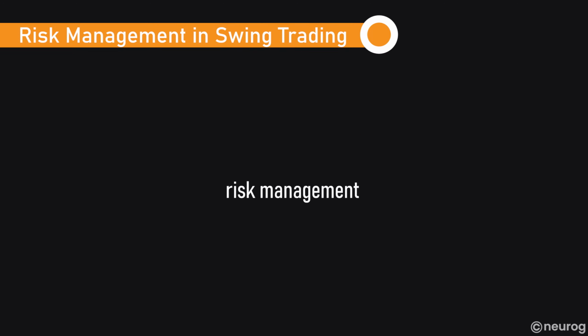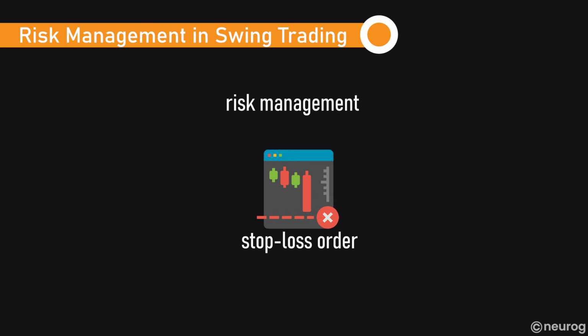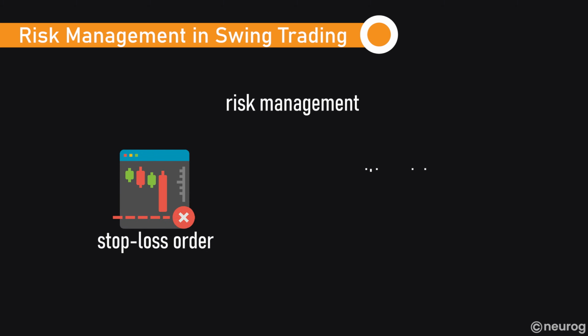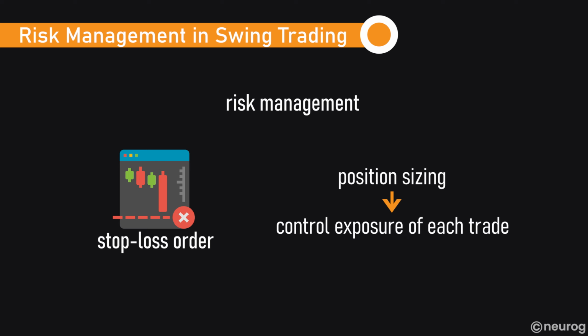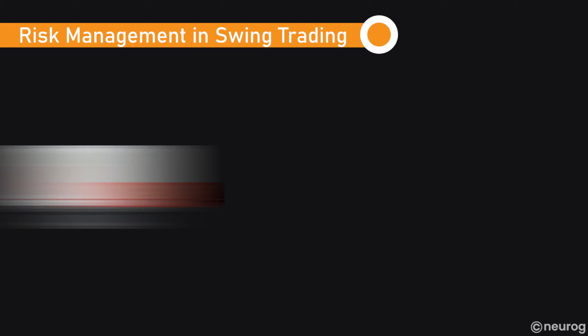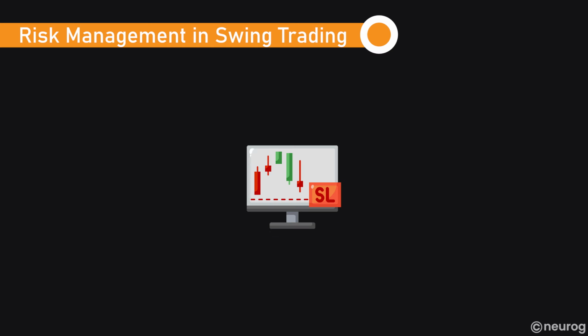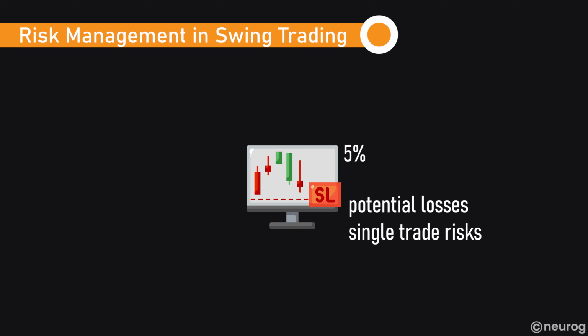Risk management is crucial in swing trading. This includes setting stop-loss orders to minimize potential losses and using proper position sizing to control the exposure of each trade. For example, a trader might set a stop-loss order 5% below the purchase price to limit potential losses while using position sizing to ensure no single trade risks more than 2% of the total portfolio.